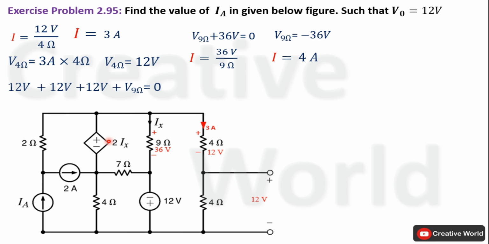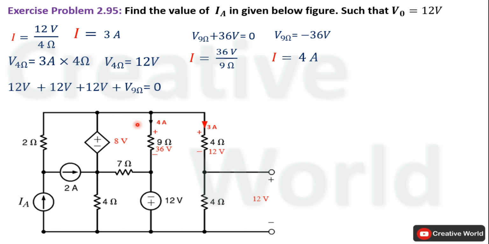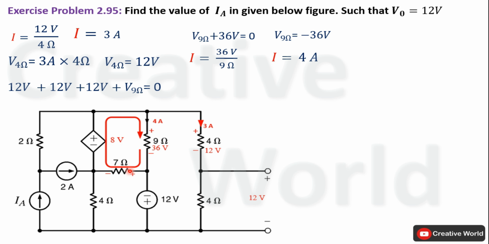So 8 volt will be appearing across this dependent voltage source. Modify the network. Now we will apply Kirchhoff's voltage law inside this closed loop to calculate voltage across this 7 ohm resistance so that we can calculate current through this branch. For that purpose, I am assuming the direction of current in clockwise direction. Write KVL equation for this closed loop.